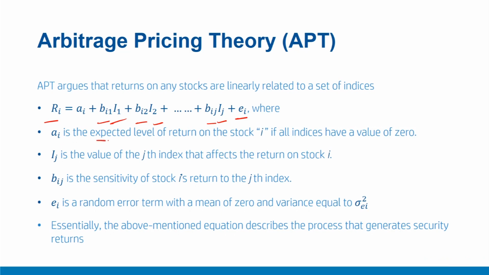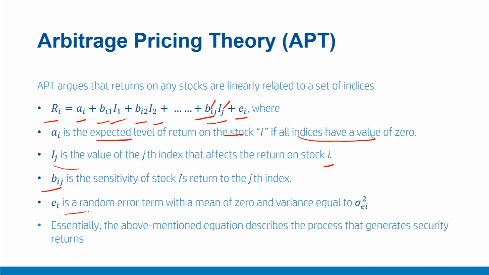Alpha i here is the expected level of return on stock i if all the indices have zero value, which is also a stock specific term. Ij is the value of the jth index, for example I1, I2 and so on, that affects the return on stock i. Now these are the broad influences that affect a large number of stocks at the same time in a similar manner. Bij is the sensitivity of stock i to the jth index. It is something similar to beta that we have studied in the context of CAPM. So for example, Bij here is the sensitivity of stock i to influence Ij.